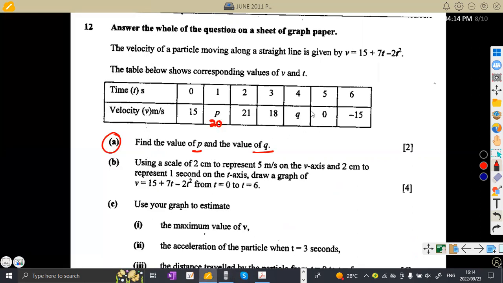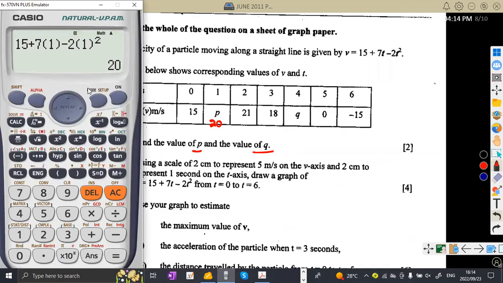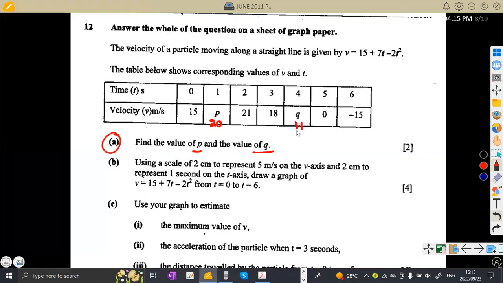Your Q, you do the same. When t is 4, you do the same. Let's just do it. It's now 4, so I'm just going to substitute 4 here. I'm going to put 4 again. So this will be 11. Okay, so our Q is going to be 11.